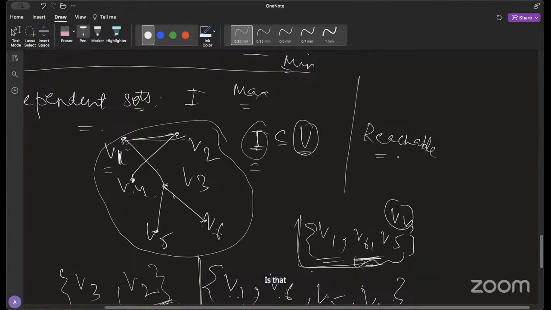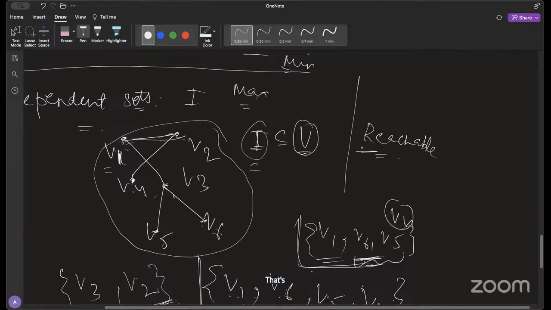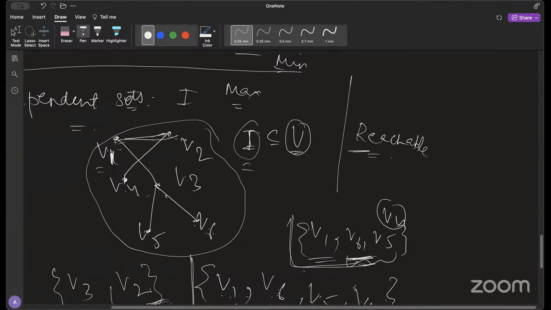Is that okay? And reachability means what points can you reach. So when I say directly connected, I mean they have a direct edge. I don't mean that you can reach from here to here. Obviously, you can reach from V1 to V4. That's about reachability. But when I talk about directly connected, I don't mean V1 and V4, because they're not directly connected, right?